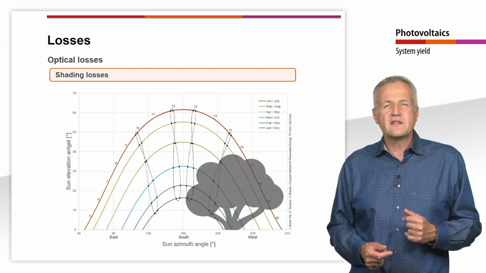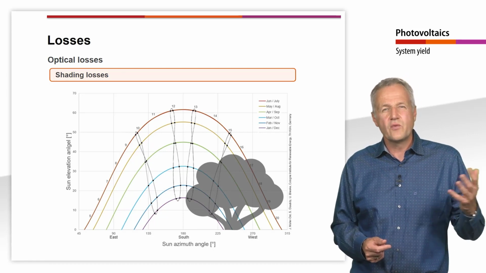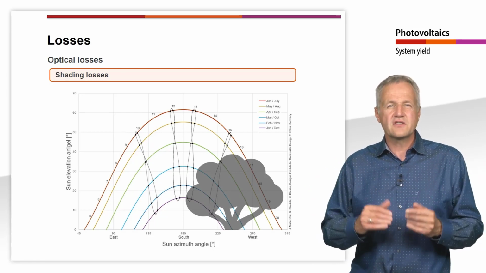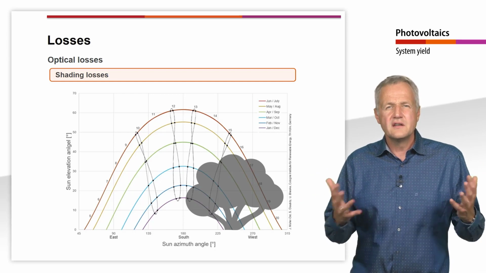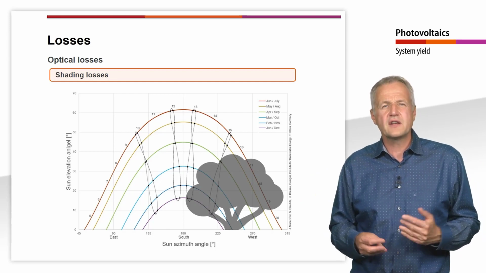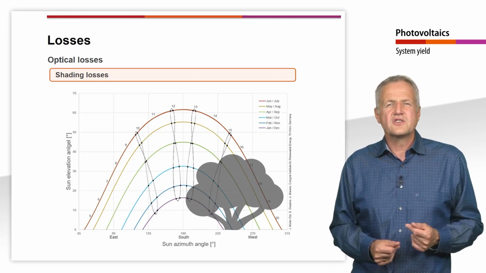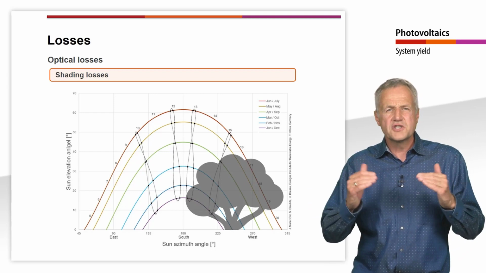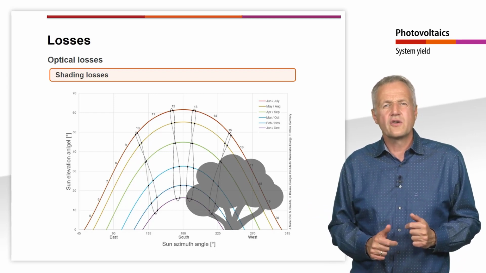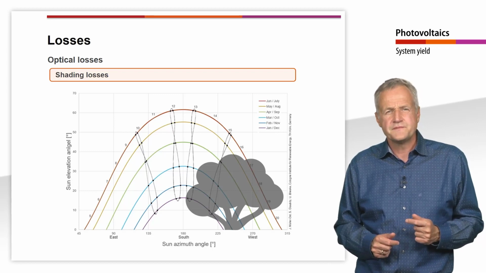If it's a leaf tree, the shading will be significantly greater in summer than in winter, when only the tree's branches shade the plant. In addition, the influence of shading on the energy yield of the PV plant also depends on the system layout. For example, shading losses are lower when simultaneously shaded modules are connected in a string or even when power optimizers are used.